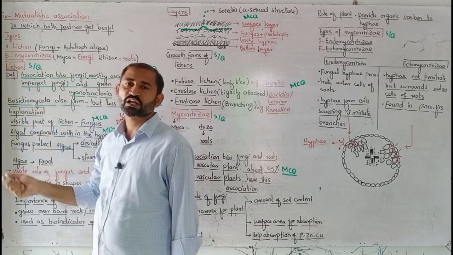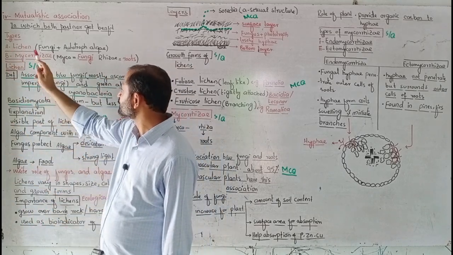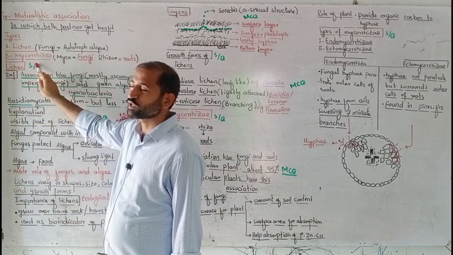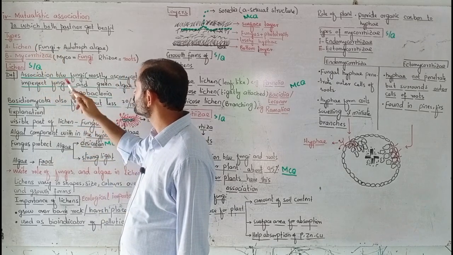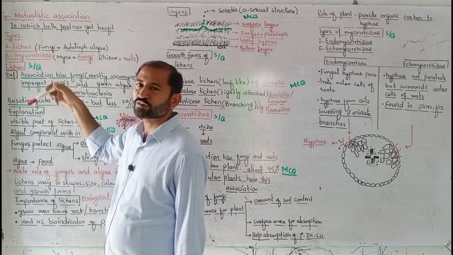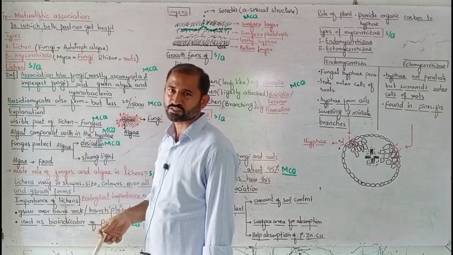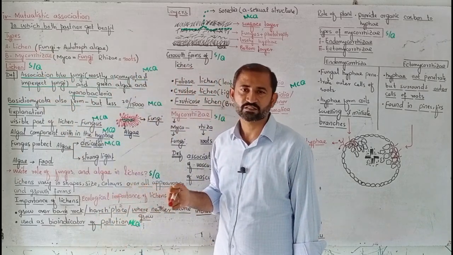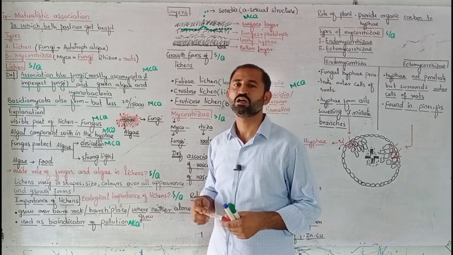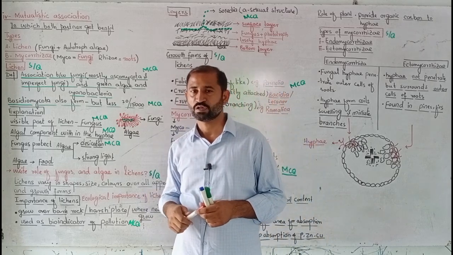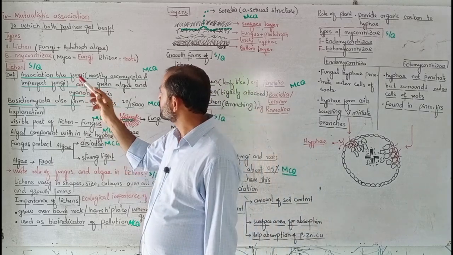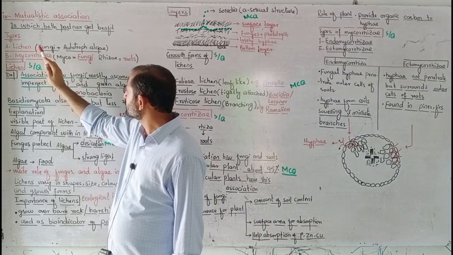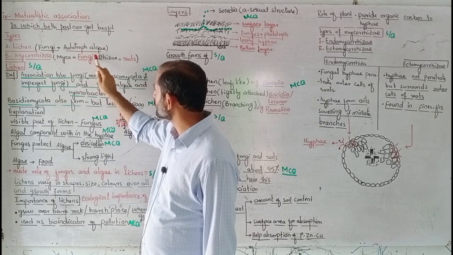There are two different types of mutualistic association, lichens and mycorrhiza. Lichens and mycorrhiza are mutualistic association. Lichen is fungi plus photoautotrophic algae. Lichen is association of fungi with a phototroph algae or cyanobacteria, blue green algae. Yes, here lichens, fungi plus autotrophic algae.